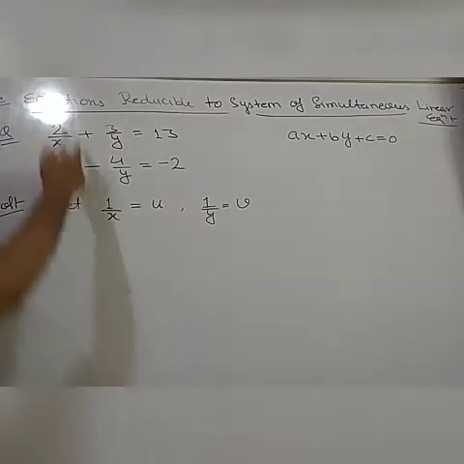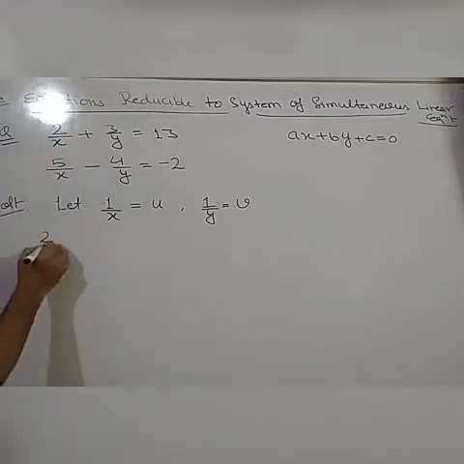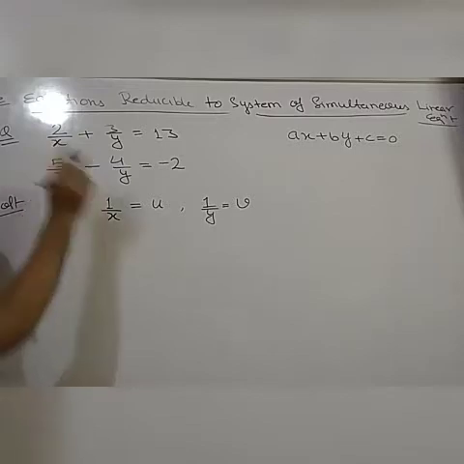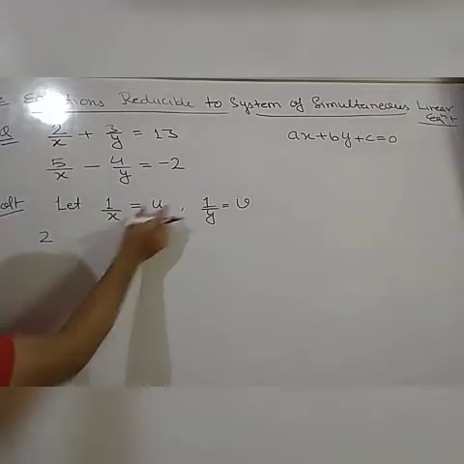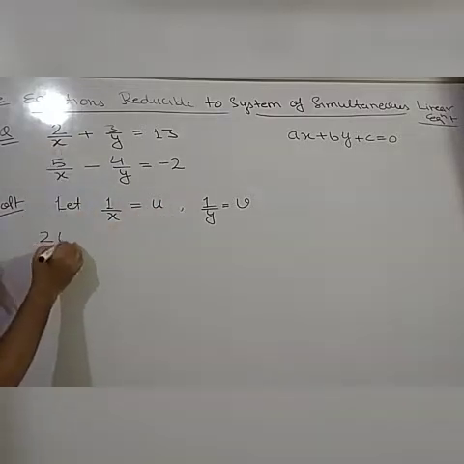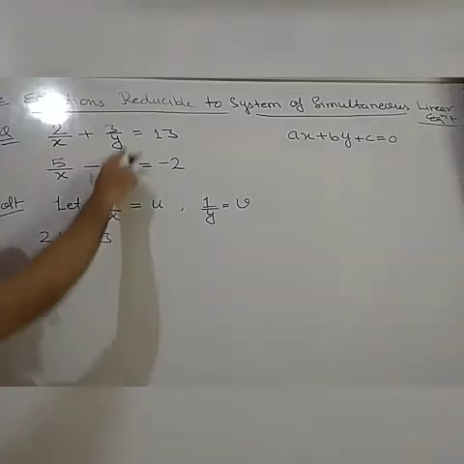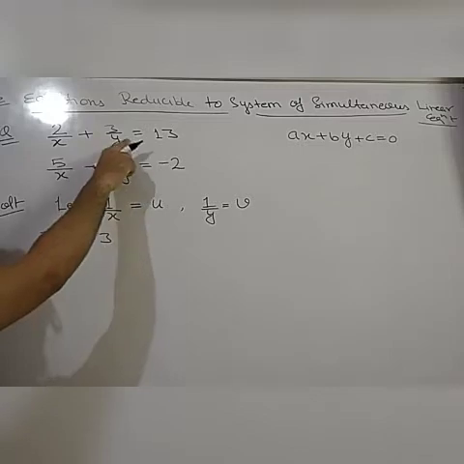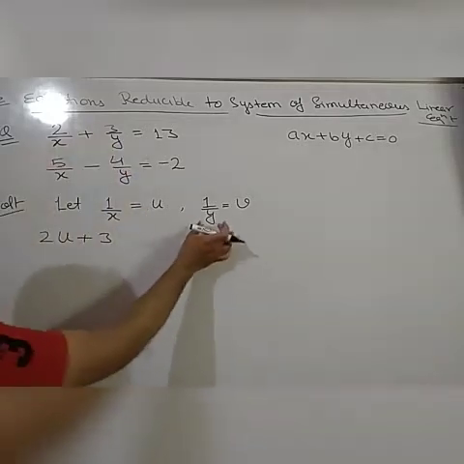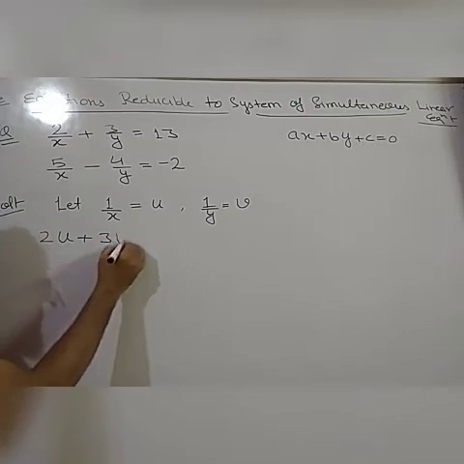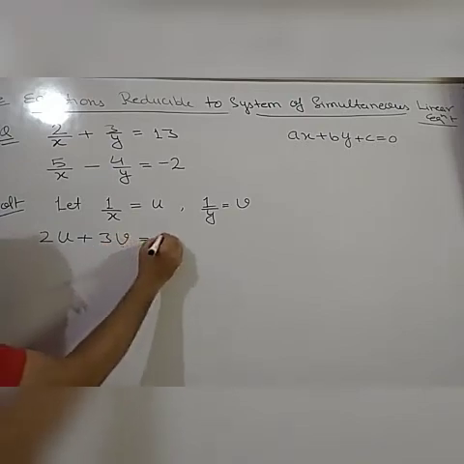Now the first equation can be written as 2 into 1 upon x, and what is the value of 1 upon x? It is u. So the first equation will be reduced to 2u plus 3 into 1 upon y. And what is the value of 1 upon y? It is v. So it will be 2u plus 3v is equal to 13.